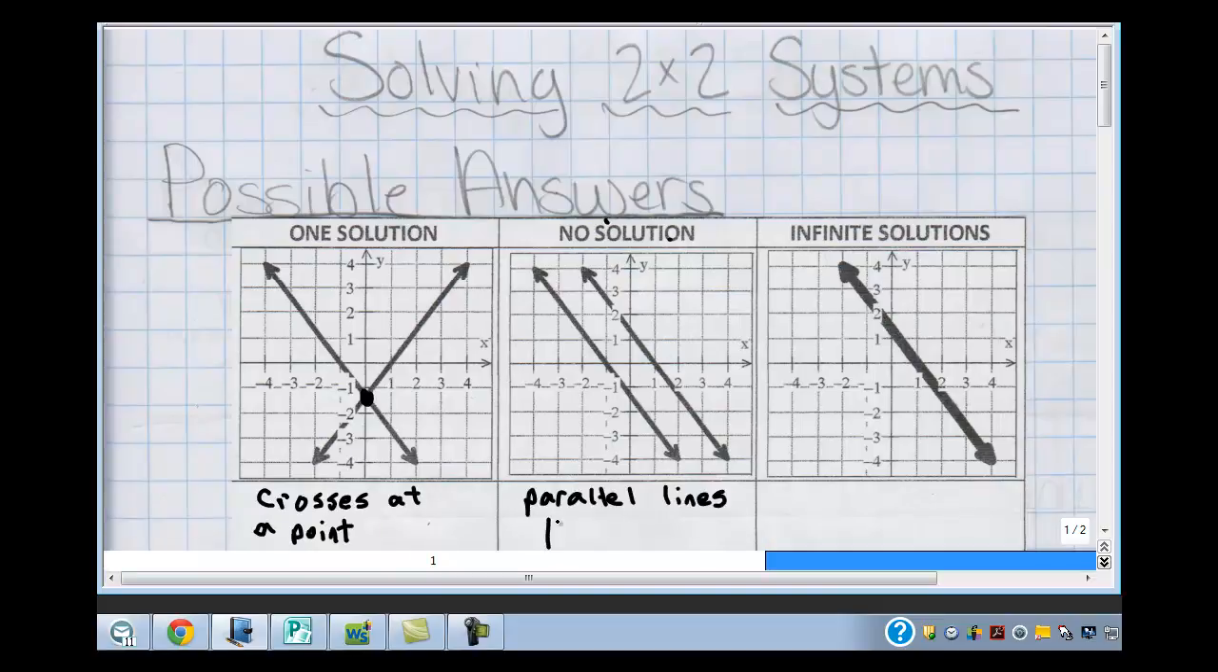When we solve, our answer would look like a number and it would not be equal to a number, and infinite solutions, which is overlapping lines. When we solve, it would look like a number equaling a number. This little line through the equal sign over here means not equal to.